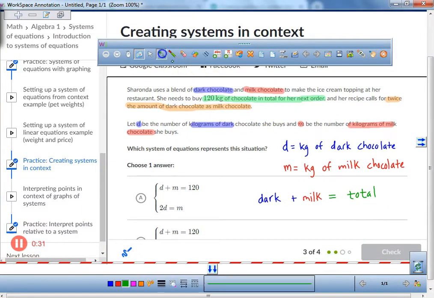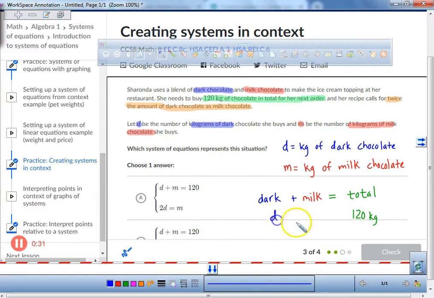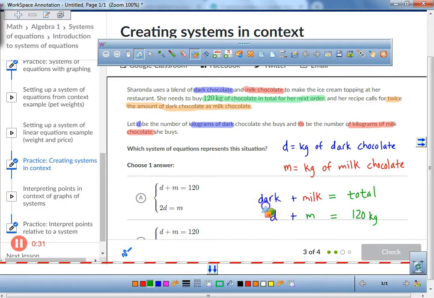Yeah, the total is what? 20 kilograms, right? Oh, 120. My bad. 120 kilograms. There we go. So what letter did we use for dark chocolate? D, right? And what letter did we use for milk chocolate? M. And that equals a total of what? 120. So guess what? That's one of our equations right here. The dark chocolate plus the milk chocolate equals 120.